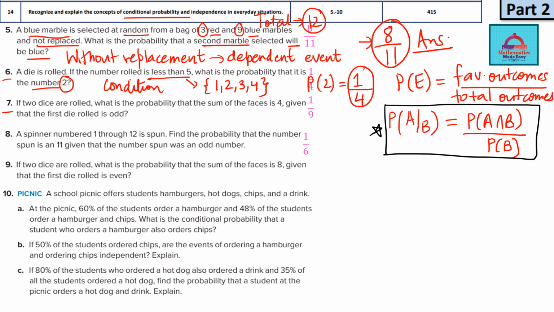Next one, if 2 dice are rolled, what is the probability that the sum of the faces is 4, given that the first die rolled is odd? So again, you have a condition given. What is the condition? That the first die rolled is odd.